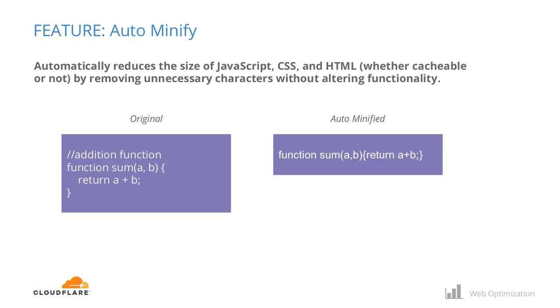Auto minify enables stream-based removal of unnecessary characters without modifying functionality. As you can see in the example above, both whitespace and comments are removed, thus reducing the overall size of the resource while leaving the script functionally intact. This is in the speed section on Cloudflare.com and can be turned on for HTML, CSS, and JavaScript independently. While auto minify optimizes source code, our image optimization features reduce image size and load time. So let's discuss them next.